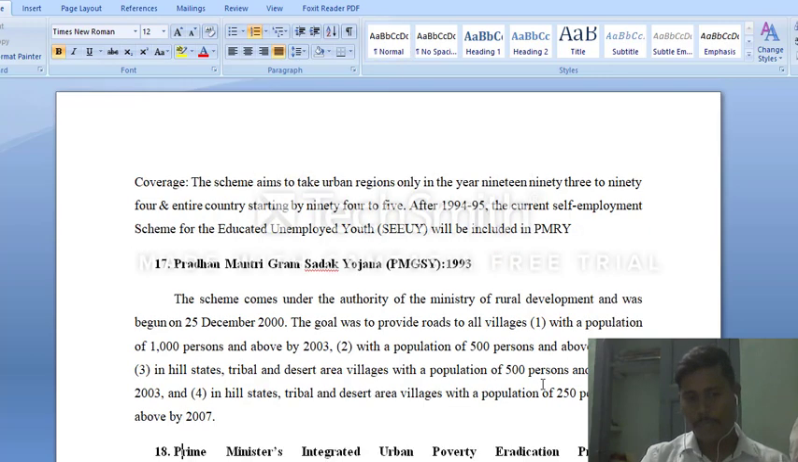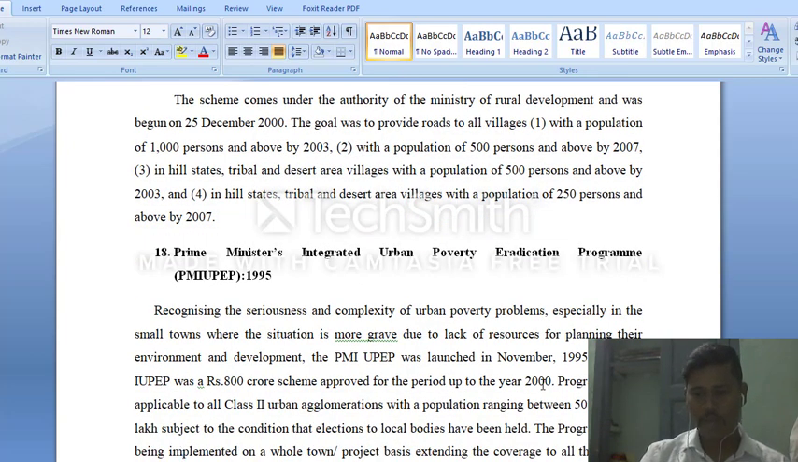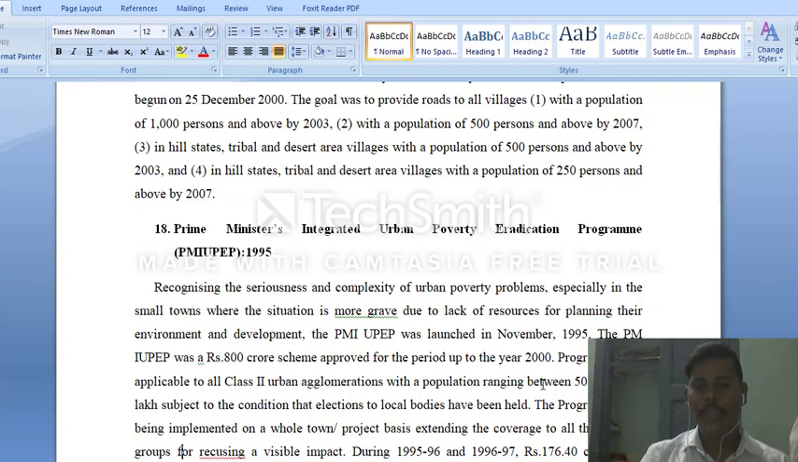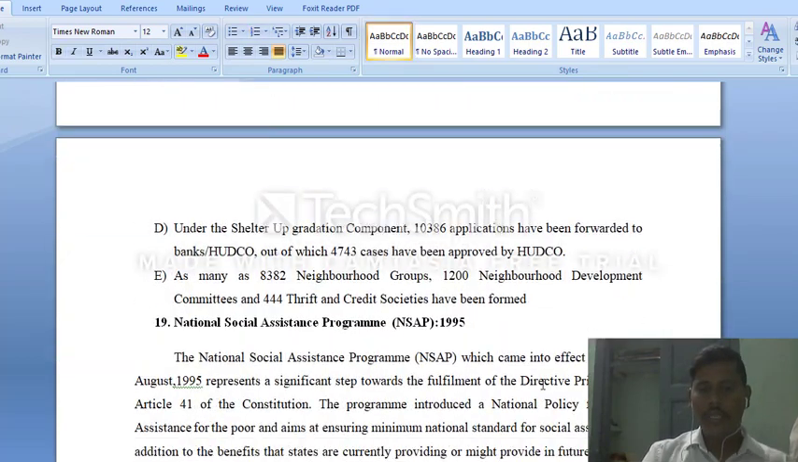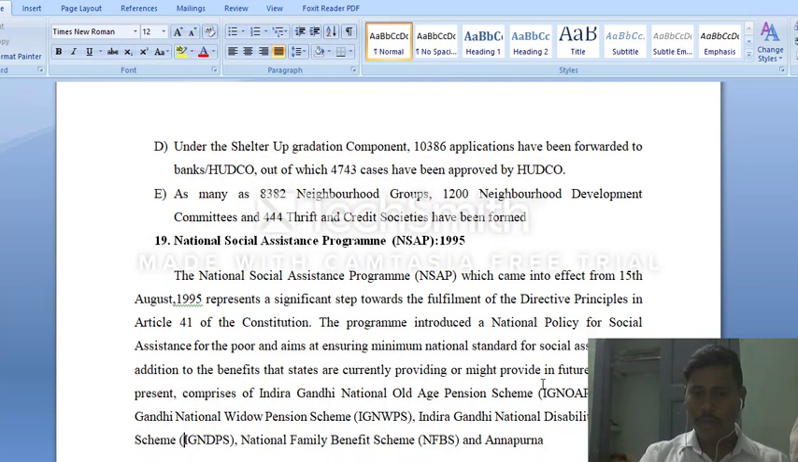In 1995, the Prime Minister Integrated Urban Poverty Eradication Program was launched. This program was launched in order to provide employment opportunities in the urban area. In 1995, the National Social Assistance Program was launched, which came into effect from 15th August 1995. It represents a significant step towards the fulfillment of the directive principles in Article 41 of the Constitution. The program introduced a national policy for social assistance for the poor.